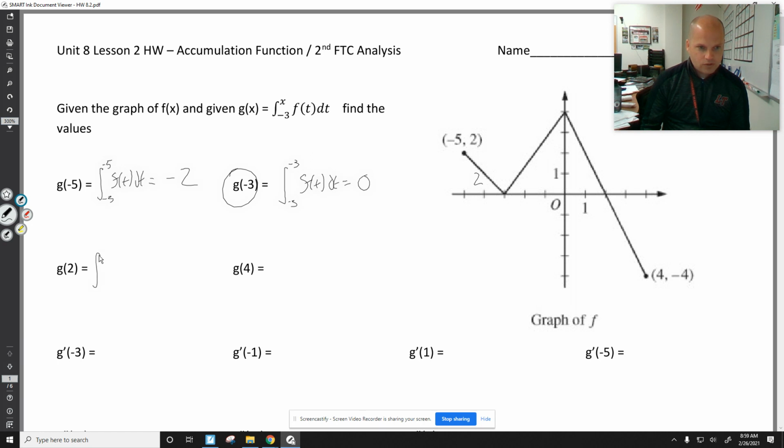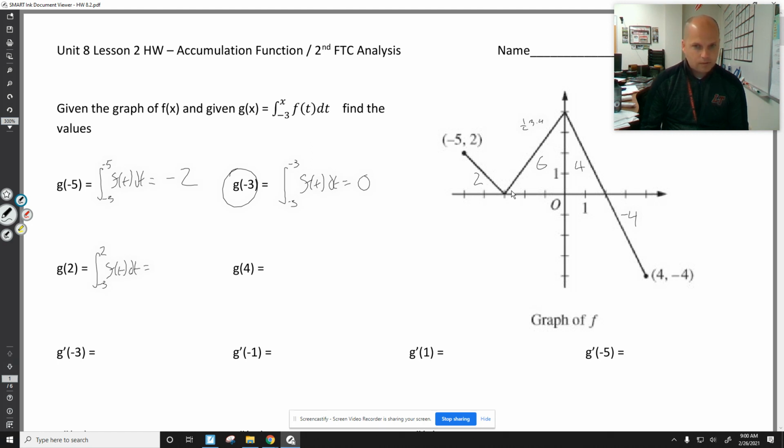Let's do some others. G of 2, area from -3 to 2. And unlike in the past, where we use our calculator to find these, here I'm going to ask you to find the areas by hand because they're all line segments. So I got 1, 2, 3, 1, 2, 3, 4. So 1/2 base of 3, height of 4 is going to be 6. 2 times 3. Here, base of 2, height of 4, this is going to be an area of 4. And this is a base of 2, height of -4. That's an area of -4. So from -3 to 2, it's going to be 10.